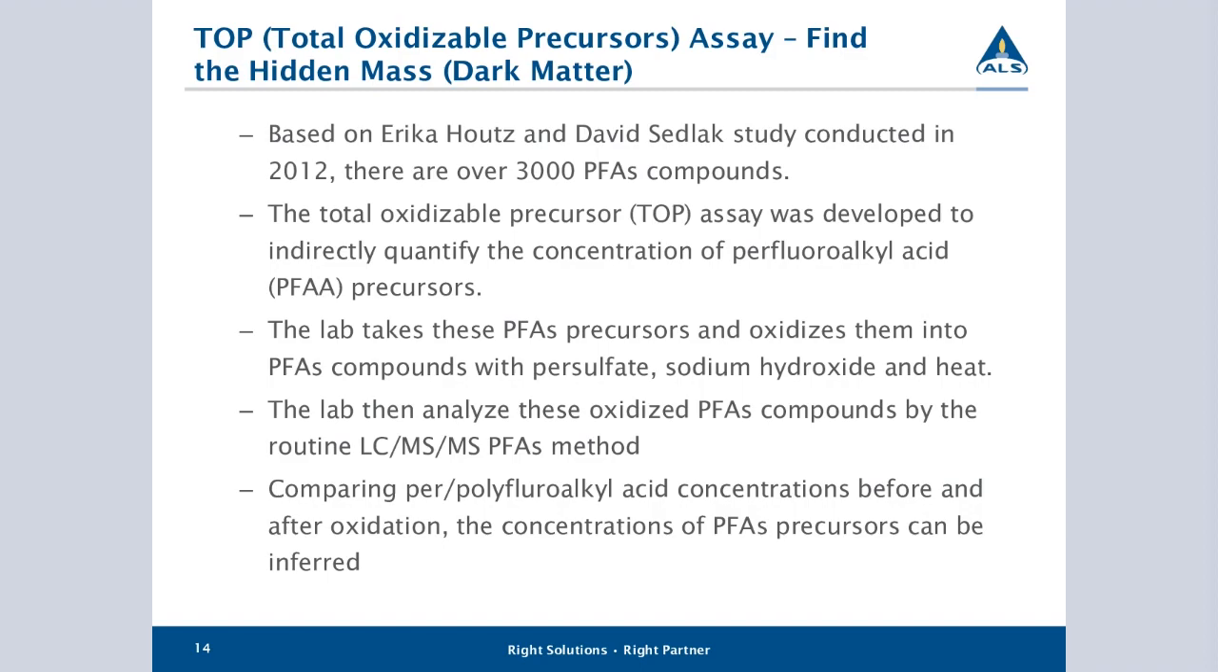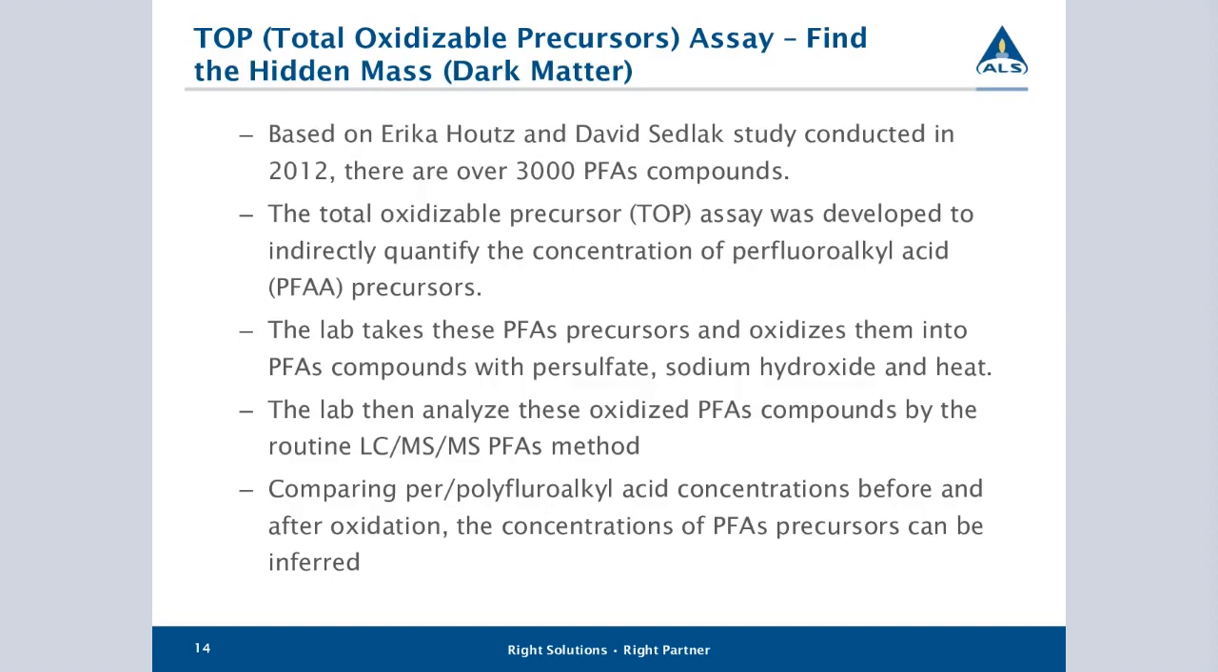I did want to talk about TOP assay, or total oxidizable precursors. Each one of the methods that I previously talked about has a list of compounds, some as low as 18, some as high as 537 modified, as the laboratory can fit into their chromatographic run.